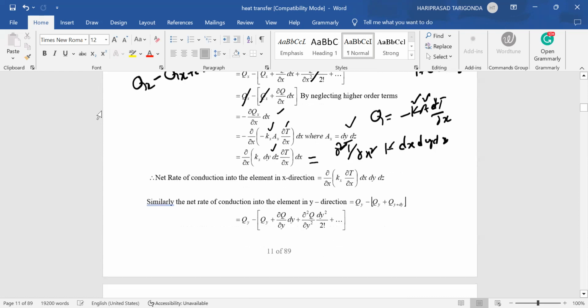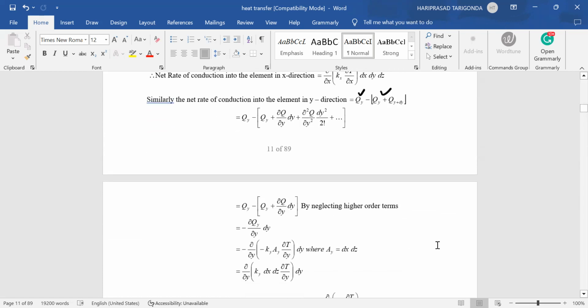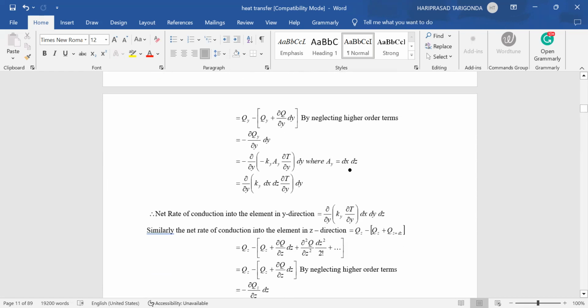So in order to find it in y direction, similarly we can derive in y direction. Qy is the amount of heat entering the element in y direction. Qy+dy will be the amount of heat leaving the element in y direction. So finally, after Taylor series expansion and neglecting the higher order terms, the simplified form will be Qy minus Qy plus ∂/∂y of Qy into dy. Here also plus Qy and minus Qy get cancelled. Therefore, the remaining term will be minus ∂Q/∂y into dy.